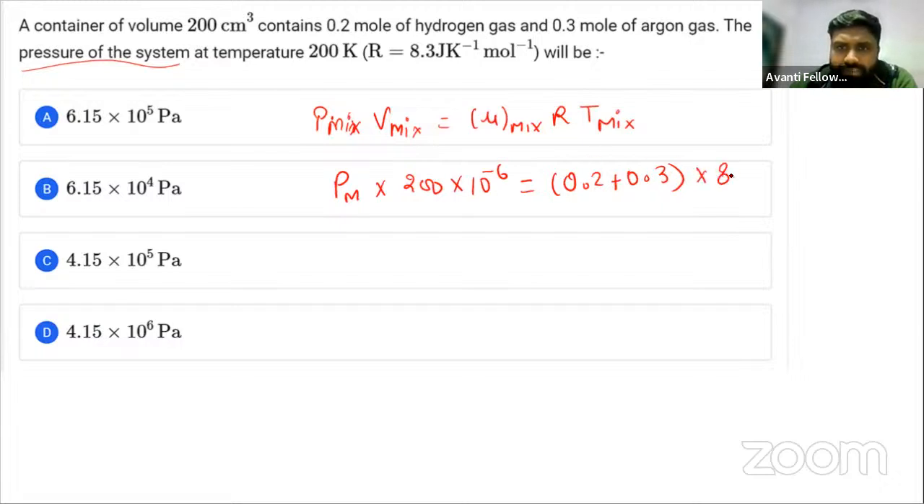is given to you as 8.3, multiplied by the temperature of the mixture, which is 200 Kelvin. Okay, so try to find out according to the unit given for R. Here R is given in joule per Kelvin per mole, so we put the value of temperature in Kelvin.